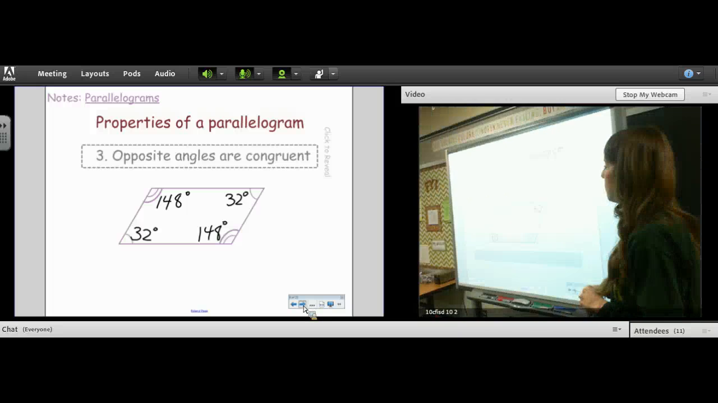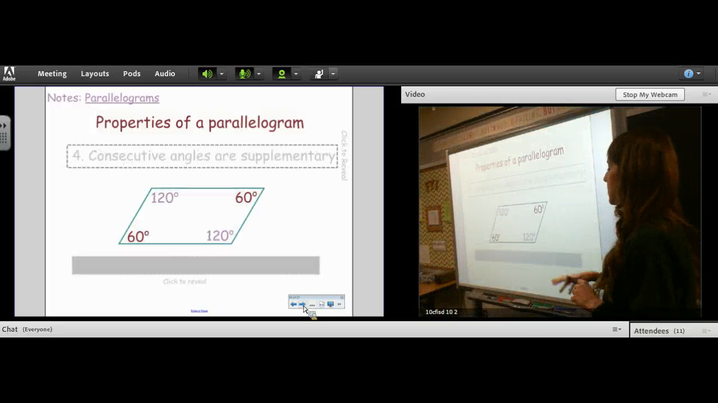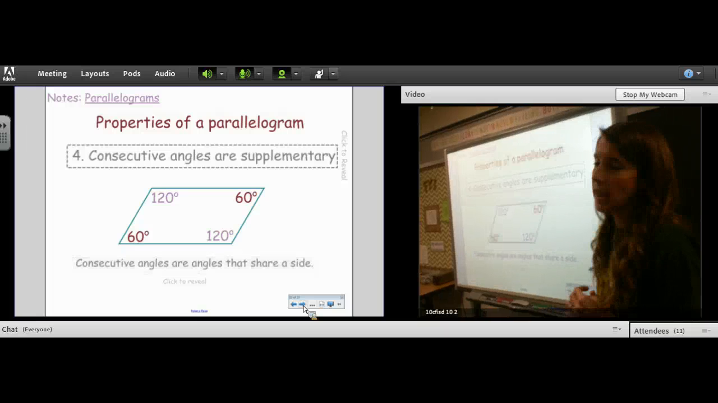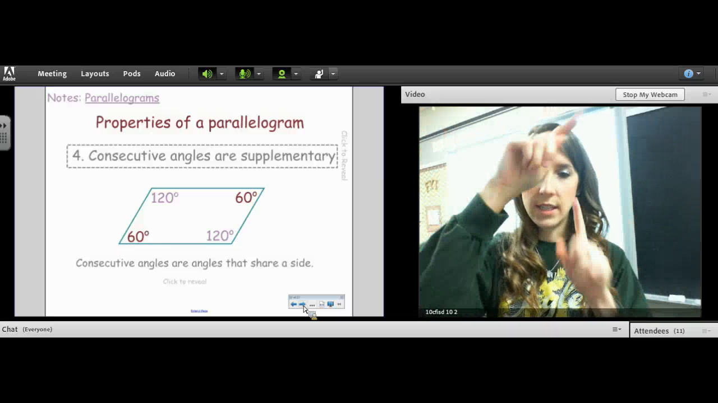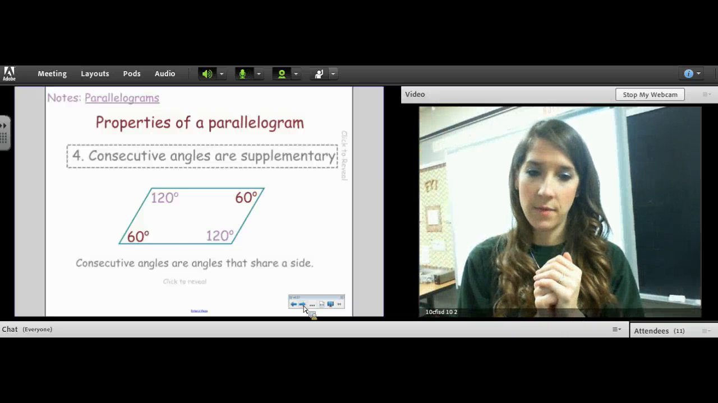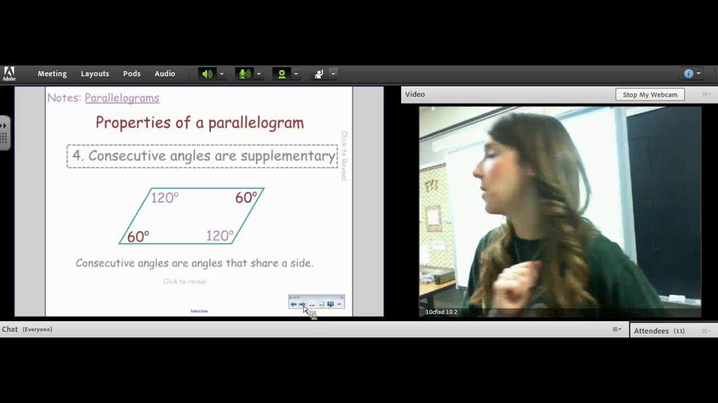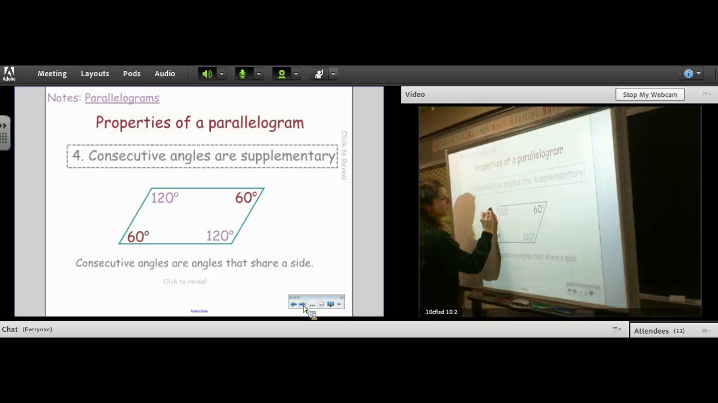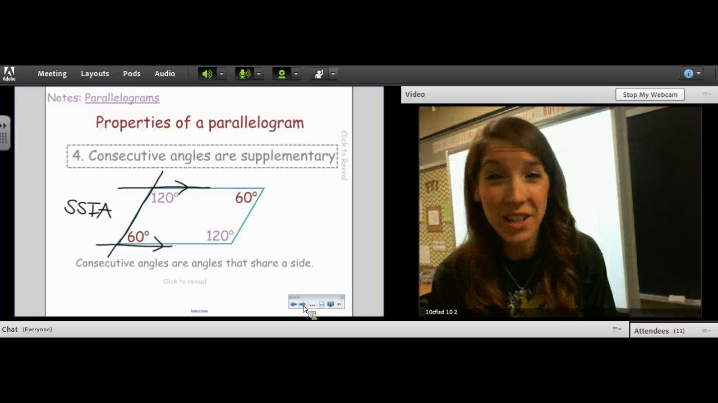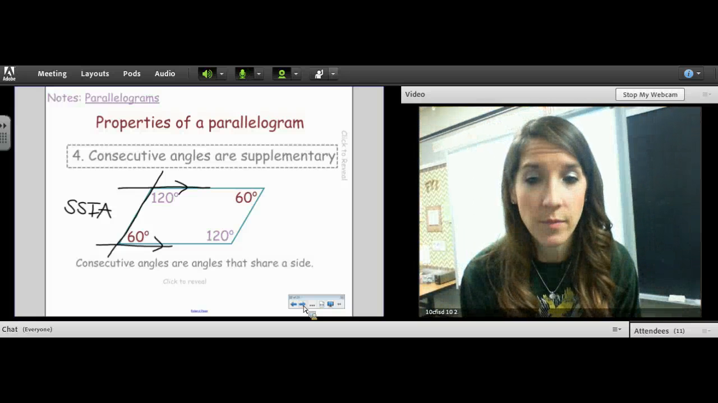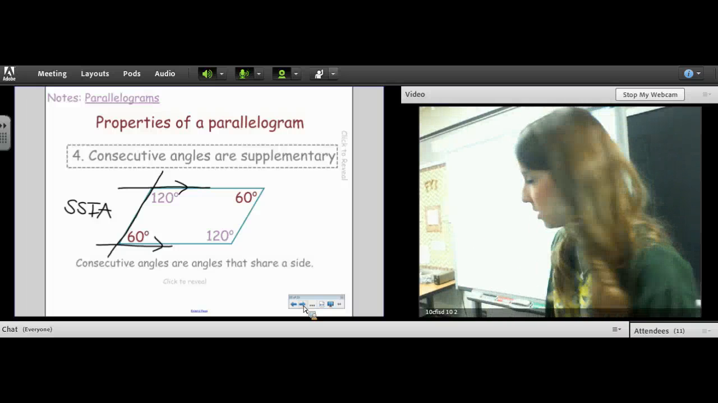All right, so like we said, consecutive angles are supplementary. Consecutive angles are angles that share a side. So the 60 and 60, those are opposite. The 60 and the 120, those are consecutive. I want you to also think of those angles, if you think back to last semester, these are parallel lines, and this is a transversal, so I also want you to think about those angles as same side interior angles. And remember, same side interior starts with an S, so they're supplementary. So that's another way to remember how they're supplementary.